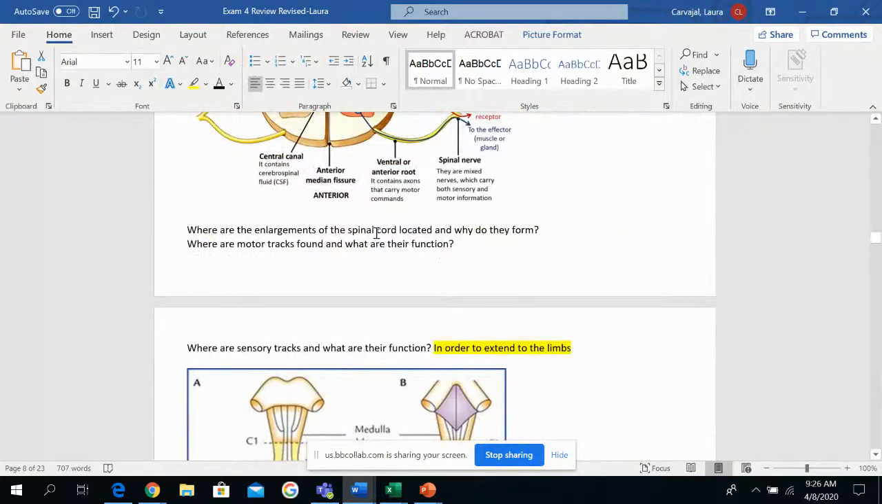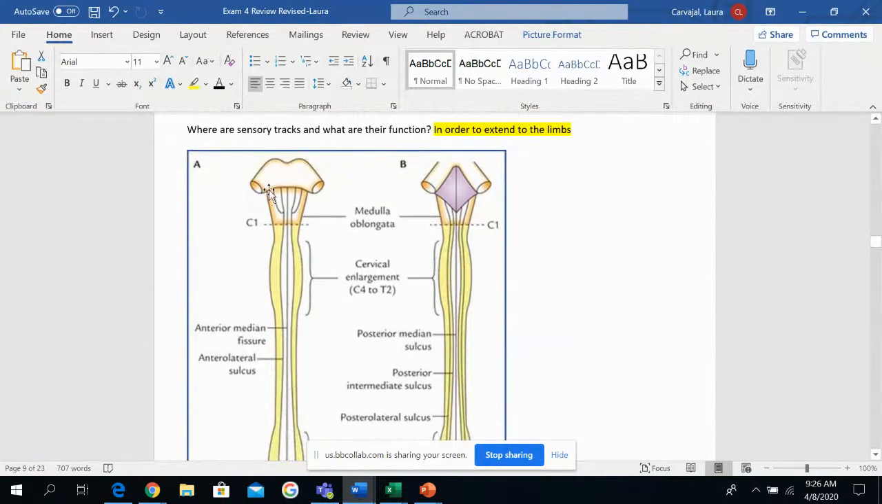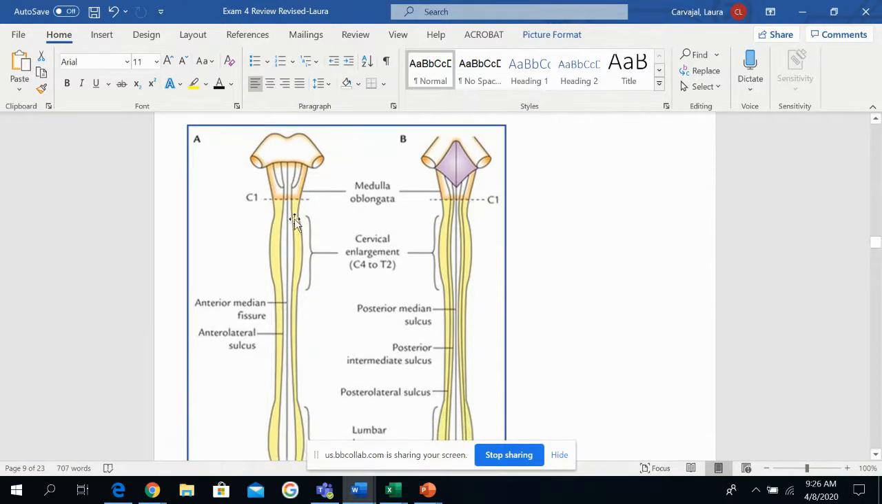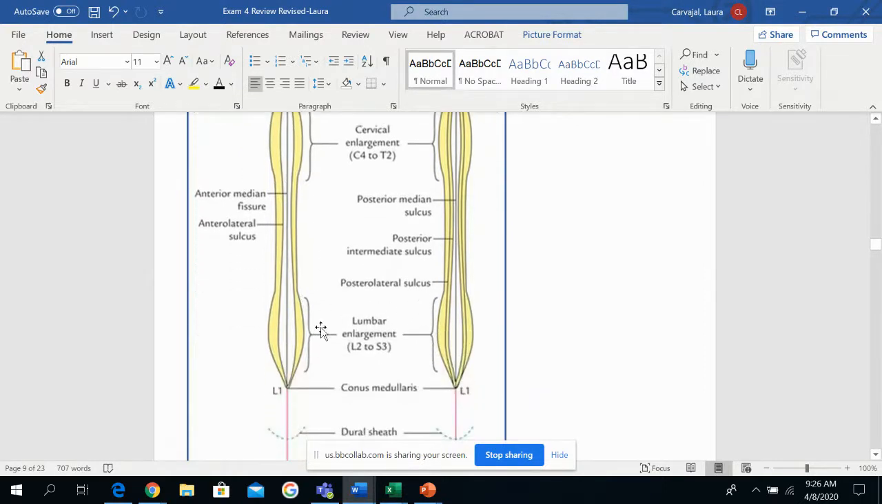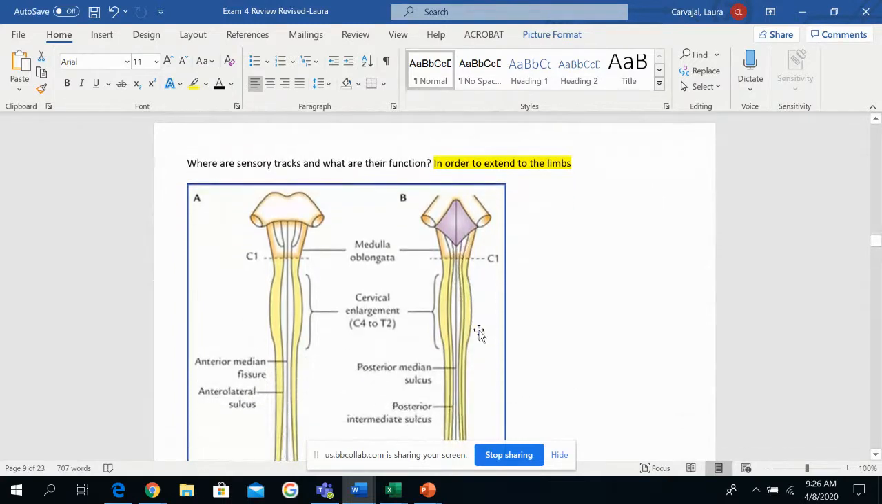Okay, so where are the enlargements of the spinal cord and why do they form? So we have enlargements of the spinal cord at C1, which is your medulla, the cervical enlargement that is from C4 to T2, and your lumbar enlargement from L2 to S3. So ultimately, what you need to know is that you have spinal cord enlargements, and the reason for that is so the nerves can reach your limbs. That's why we have it.